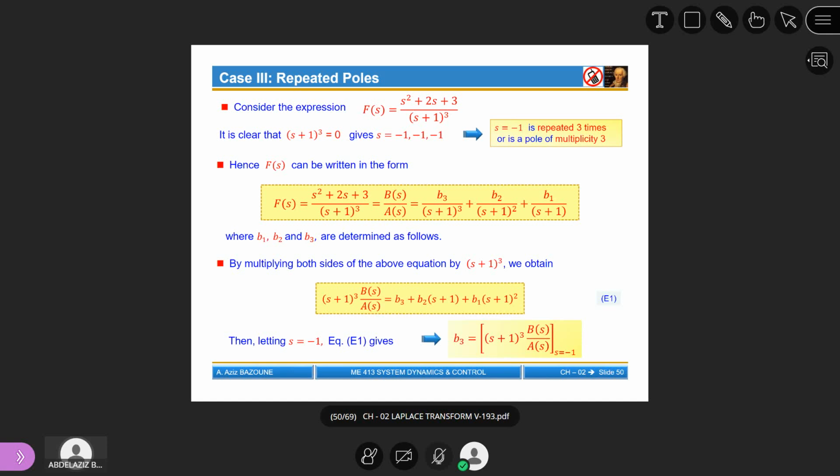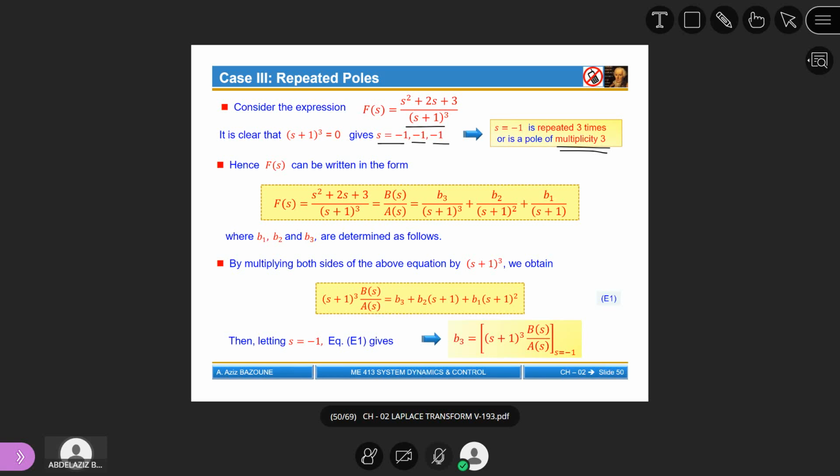Now, Shabab, let's go. When we have repeated poles, meaning a pole in the denominator that is repeated, like this one here, s plus 1 cubed. If we solve for the denominator, you will see that it has a pole s is equal to minus 1, s is equal to minus 1, and s is equal to minus 1. We say that this pole s is equal to minus 1 is repeated 3 times, or it is a pole of multiplicity 3. How do we find the partial fraction for this one?